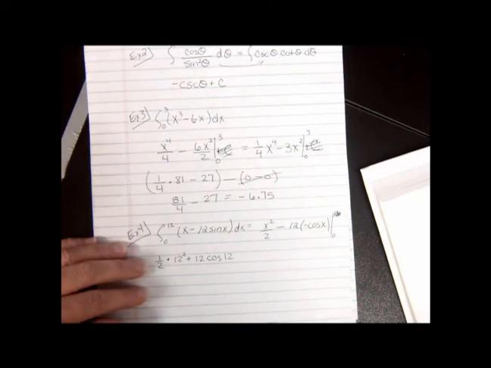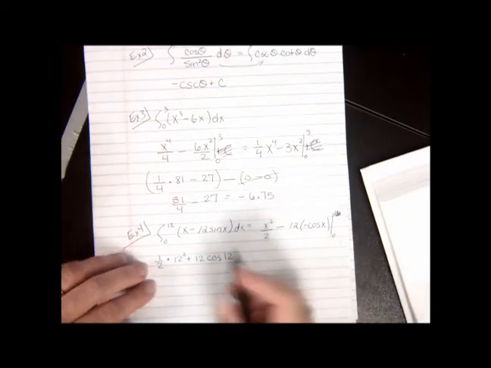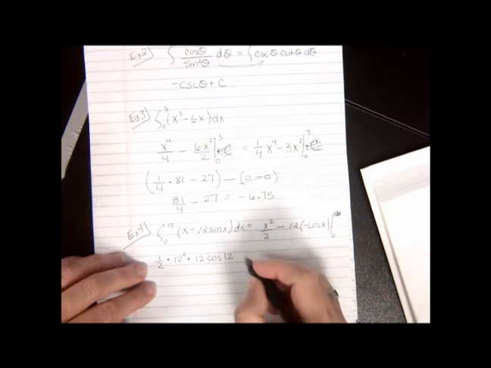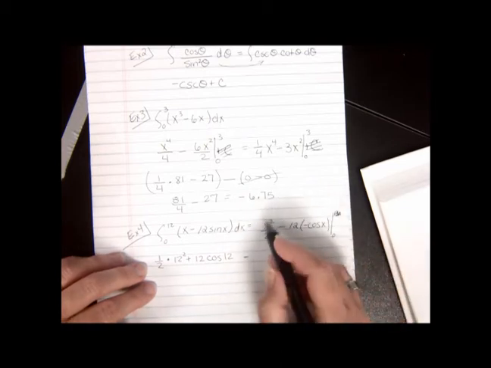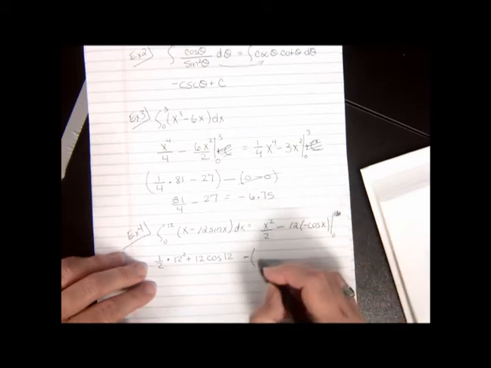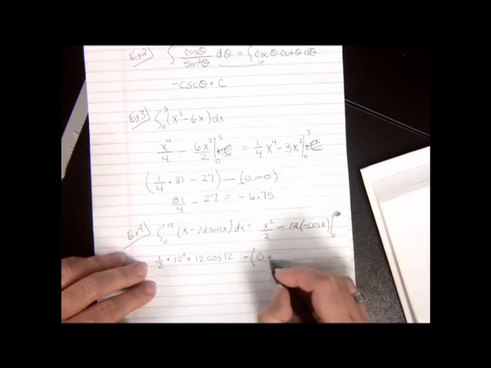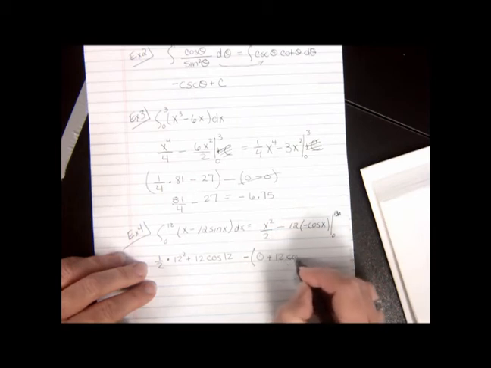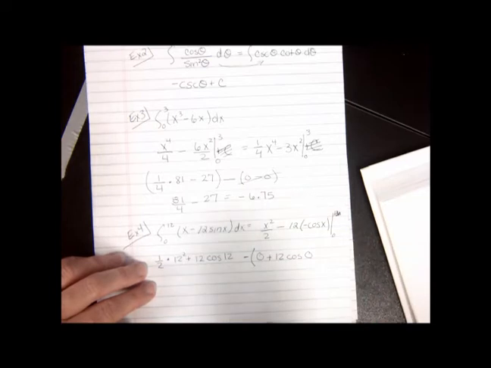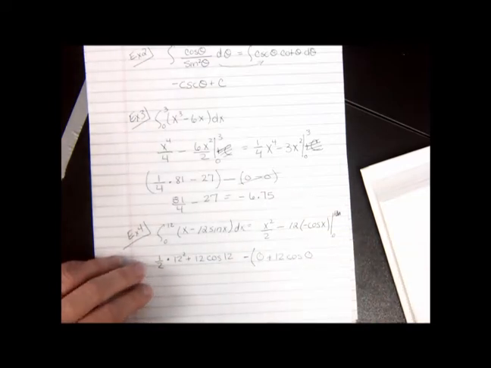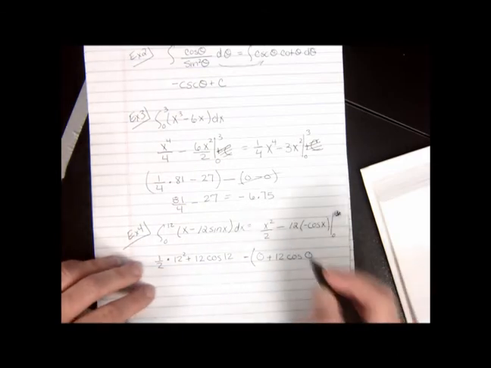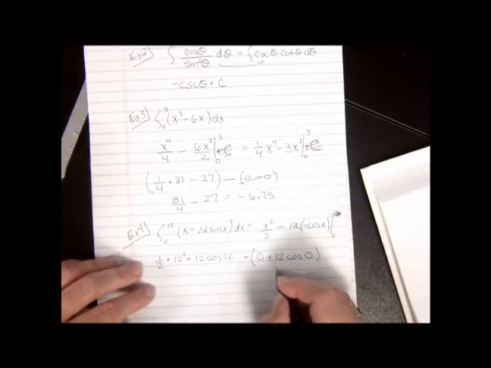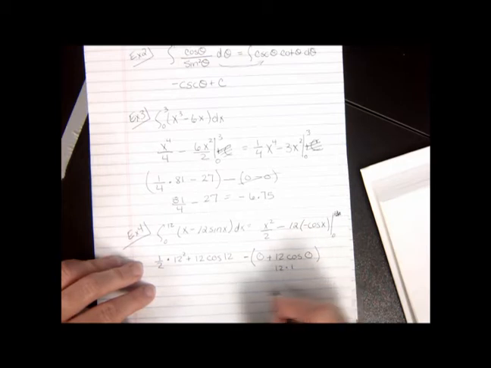Okay. So now if I do that, I'm going to subtract. I'm going to plug my 0 in. That will be 0 minus, or plus again, 12 cosine of 0. So we have to think of our cosine of 0. Cosine of 0 is 1. So this is going to be 12 times 1, which is just 12.